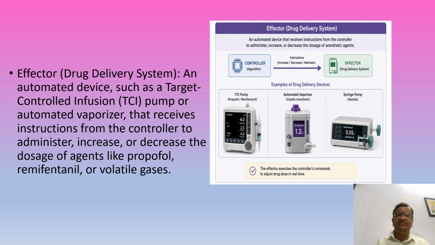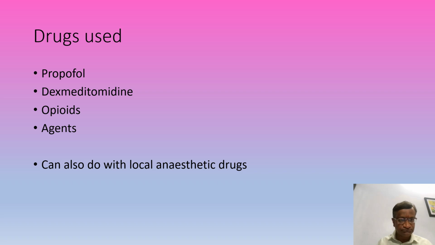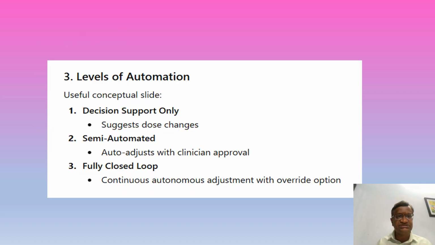Now, the effector delivery may be a TCI pump, it may be an automated vaporizer, it may be a syringe pump. All these things are possible. We can give propofol increase, fentanyl decrease, volatile sevoflurane increase or decrease. All these things are the effector system. The drugs used may be propofol, dexmed, opioids, volatile agents. Very rarely they have reported with local anesthetic agents.